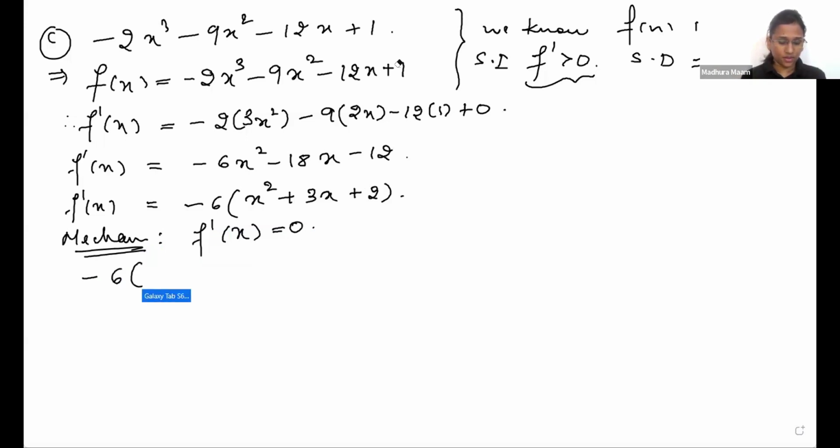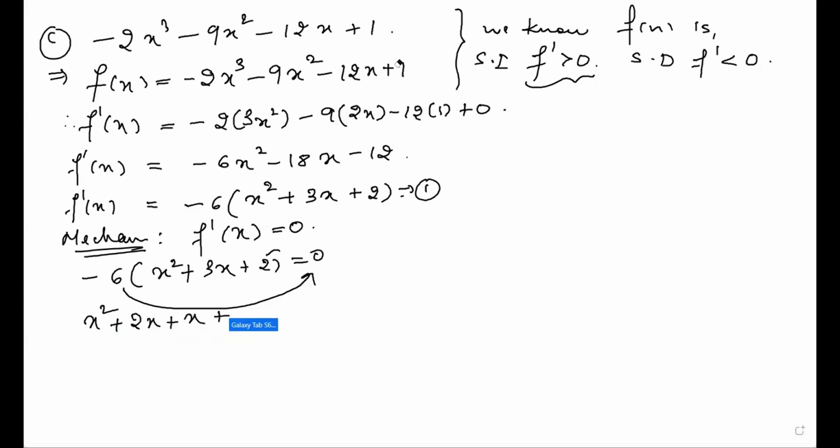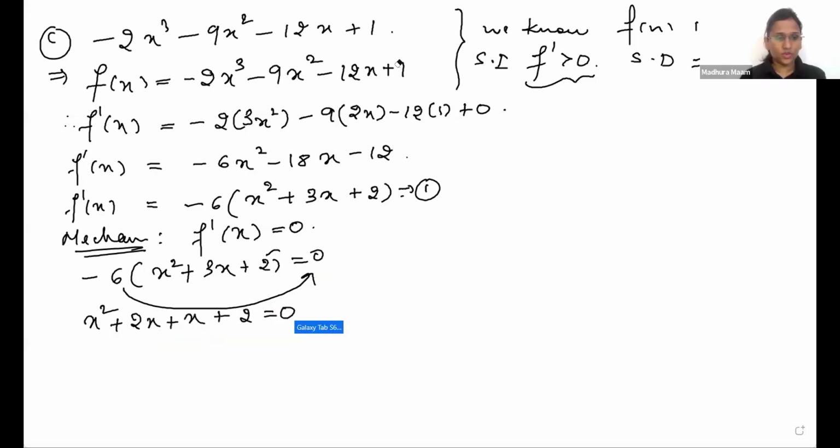So that is nothing but minus 6, and this is equation 1. This is our f dash of x. Now this is x square plus 3x plus 2 equals to 0. Okay, now if I shift minus 6 to the other side, will it become 0? Yes, ma'am. 0 by minus 6 is 0, 0 by any number is 0, and solve this remaining quadratic equation. I have to get multiply 2 in such a way that I should get 3x. So can I multiply 2 into 1? Yes, ma'am. So 2 into 1 gives 2, 2 plus 1 is 3.